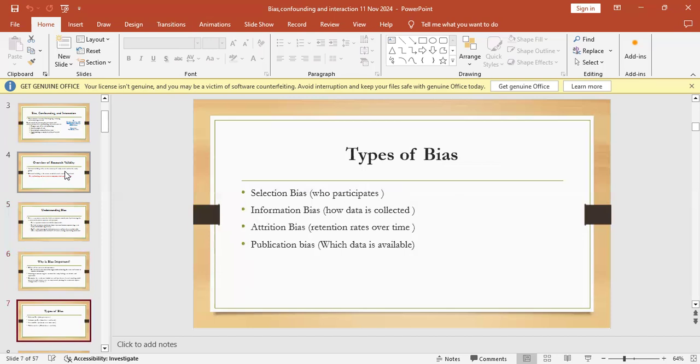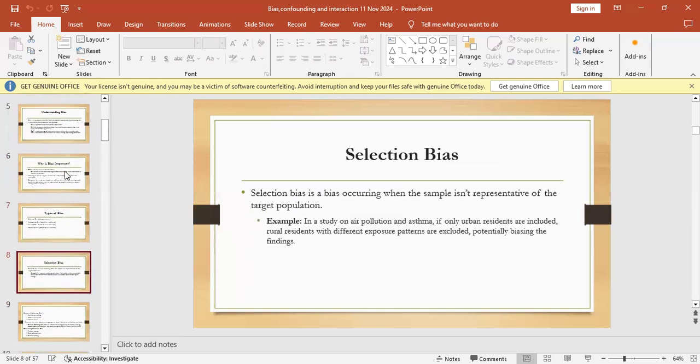Now, there are commonly four types of bias. First is selection bias, which concerns who participates in the study. Information bias concerns how data is collected. Attrition bias concerns retention rates over time. And publication bias concerns which data is available.